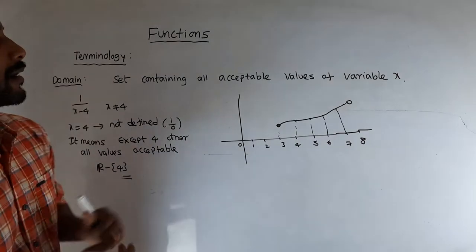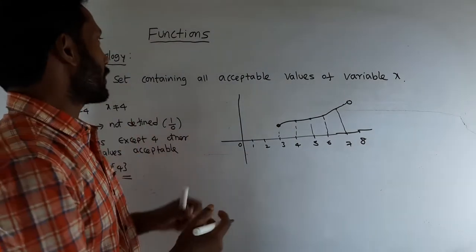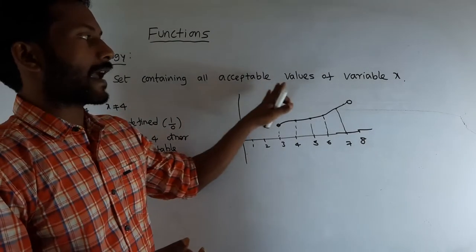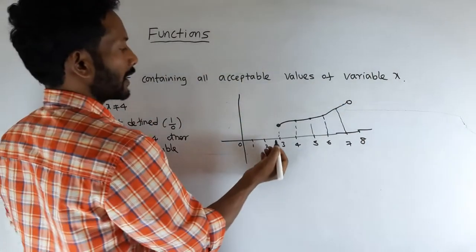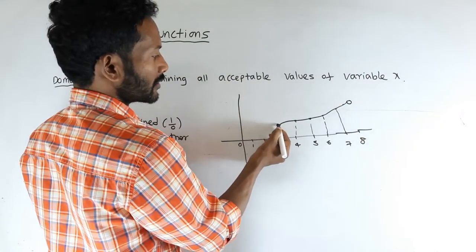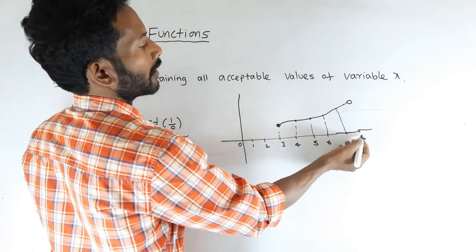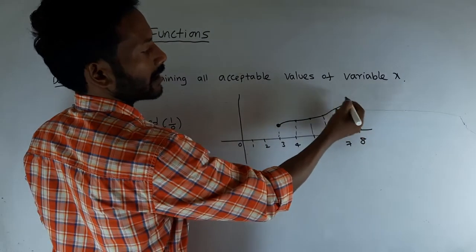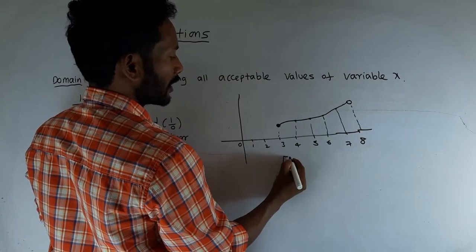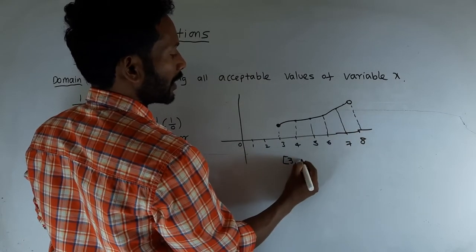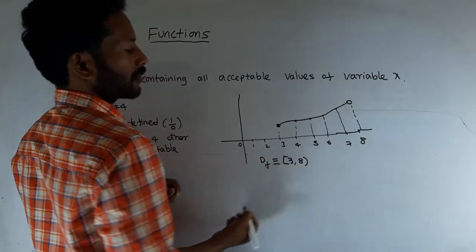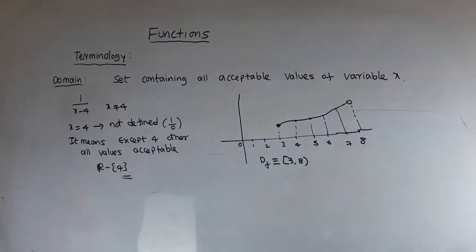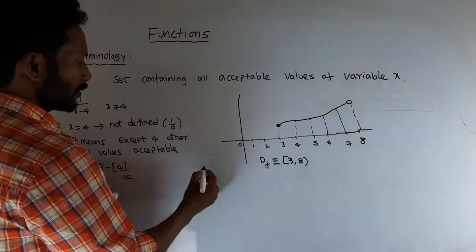What is the domain of this graph? What is the domain? Set containing all acceptable values of variable x. So variable x, here 3 is shaded circle, at 8 unshaded circle. So closed interval 3, comma, open interval 8. This is the domain of the function. Closed interval 3 to open interval 8. One more example.